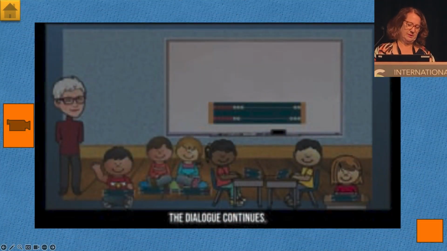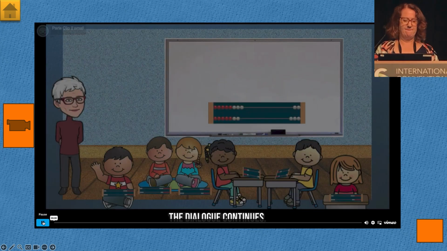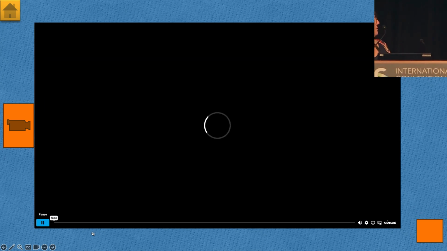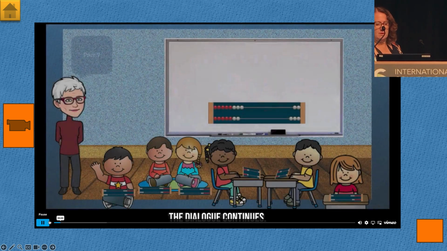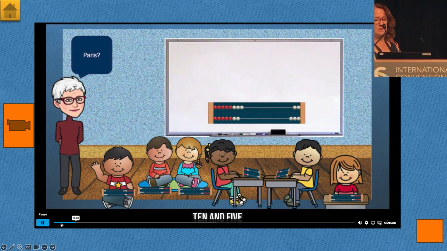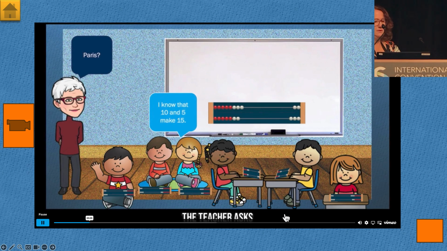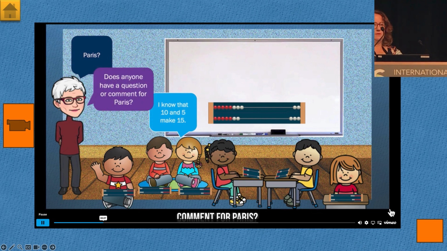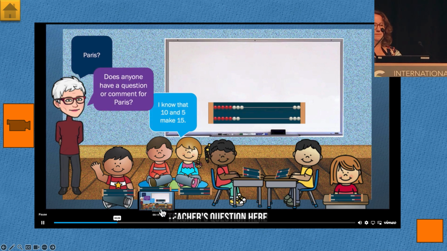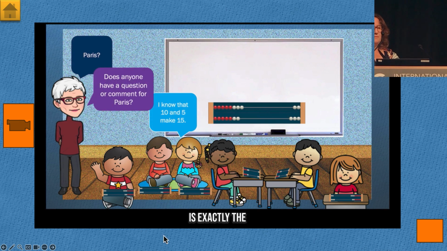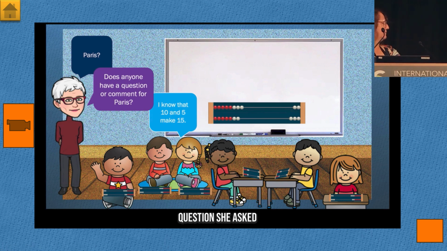But I want to show you what continues, and this is with Erna's words. The dialogue continues. Paris says, "I know that 10 and 5 make 15." And the teacher asks, "Does anyone have a question or comment for Paris?" Notice that the teacher's question here is exactly the same as the question she asked earlier in the dialogue after Sammy gave his solution. Her purpose is to get others involved in the discussion.